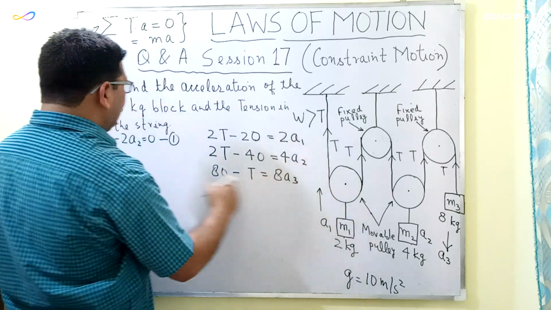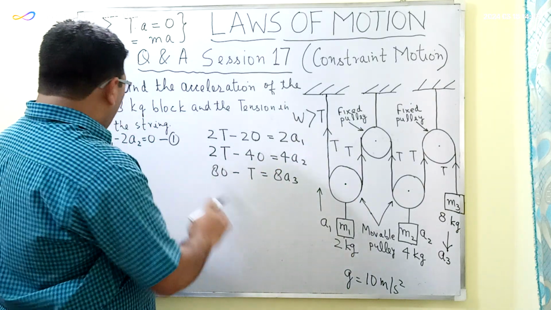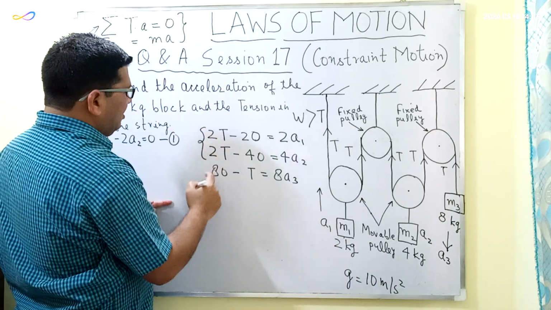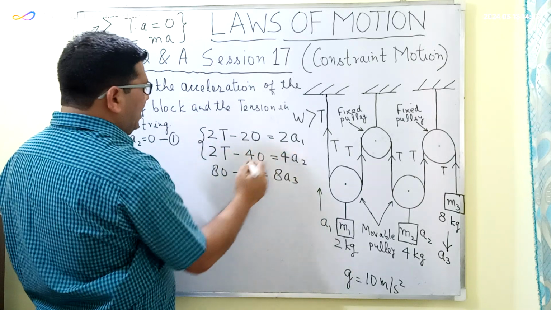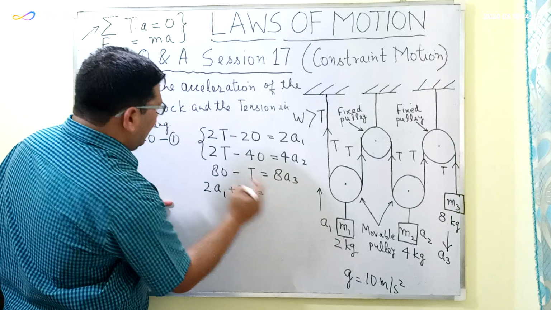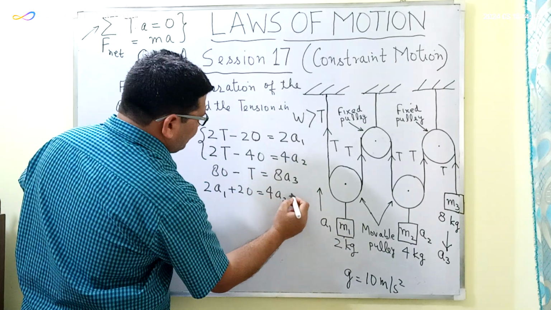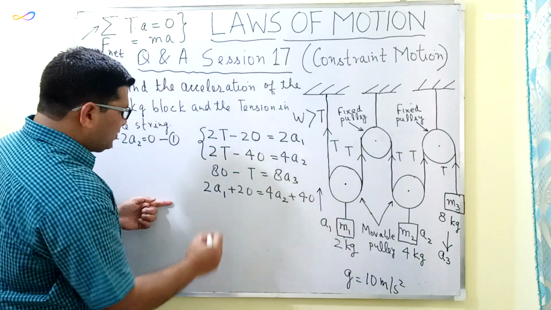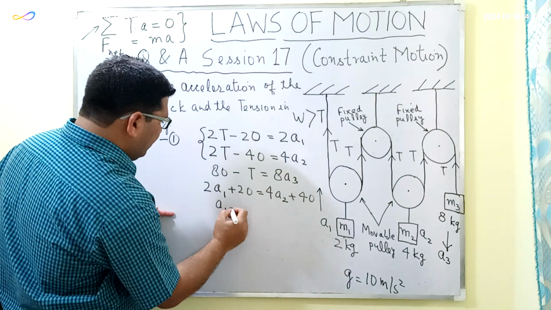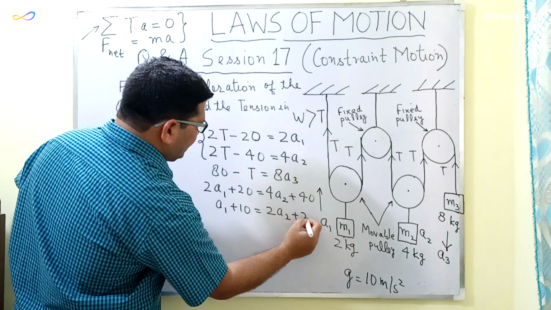So these are the three equations which I have got here. Now, from these two equations, 2T is equal to 2A1 plus 20, and 2T from this equation is equal to 4A2 plus 40. If I divide this equation on both sides by 2, I will be getting A1 plus 10 is equal to 2A2 plus 20.